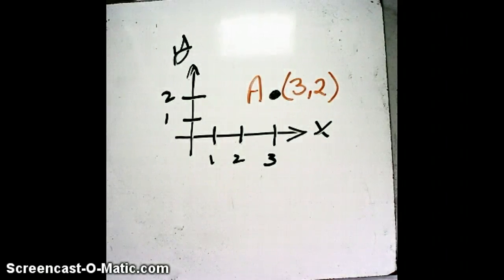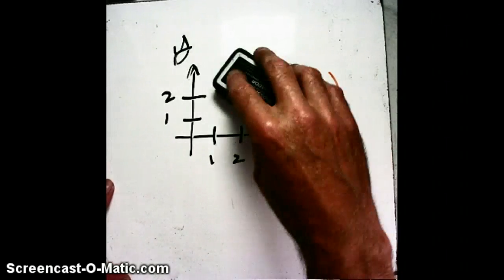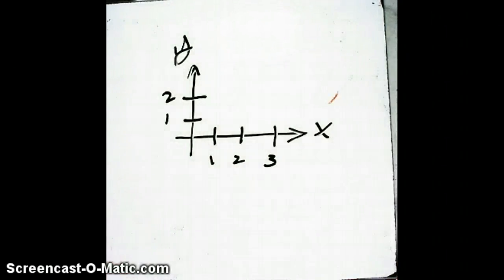Now I'd like you to get used to saying that to yourself, (3, 2), because that language is very important in understanding your way and communicating your way around the coordinate plane, especially when we start talking about functions. So please keep that little tidbit in mind here. Okay, I'm going to erase that for a moment. Now the next thing I want to do is I want to talk about distance.